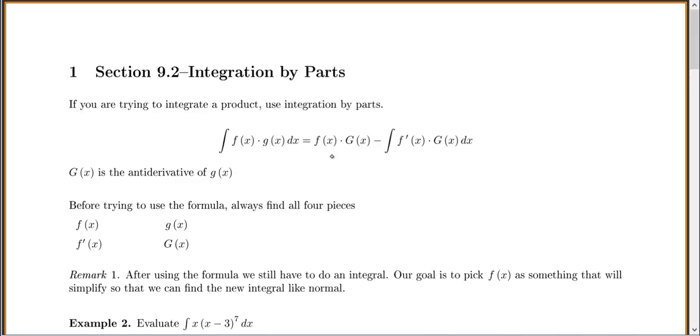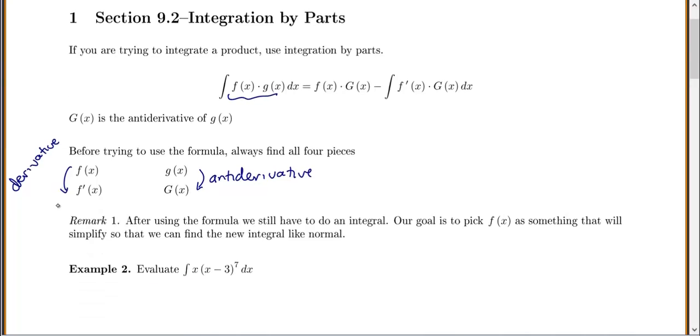Now before you try to use this formula, because again it is long and nasty, you don't really have to memorize it, you just write it down and plug it in every time. But before you start, I would suggest finding all 4 pieces. Find f of x and g of x, those are what you start with. Find the derivative of f and the antiderivative of g. So you do have to be careful to distinguish your f and your g, because one you take the derivative of, and one you take the antiderivative of.